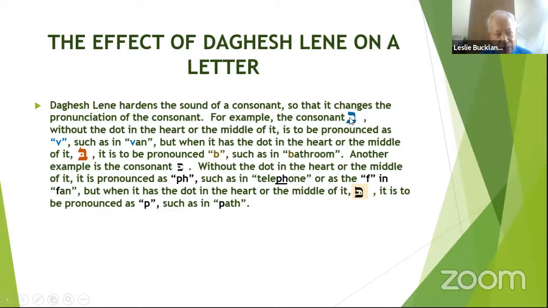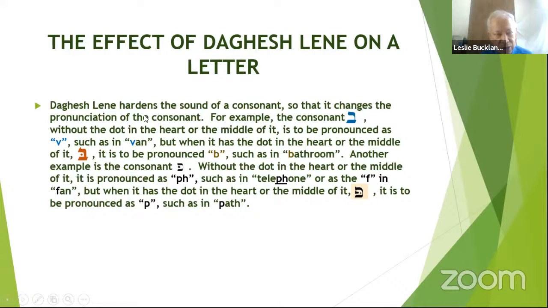So notice that in each case, the consonant has a different sound when the Dagesh Lenny is put in it. It has the effect of making the soft sound of the letter become hard. The B is soft, the B is hard. The F is soft, but the P is hard. It hardens the sound of a consonant so that it changes the pronunciation of the consonant. So that is the effect of Dagesh Lenny on a letter.